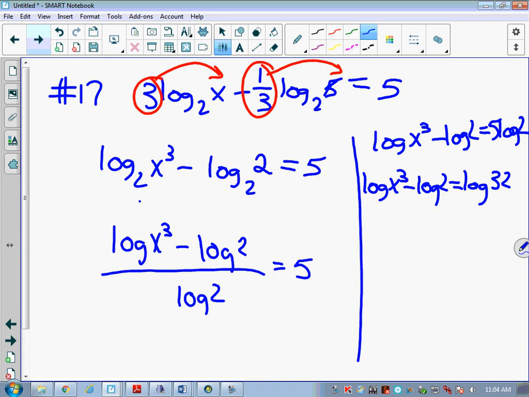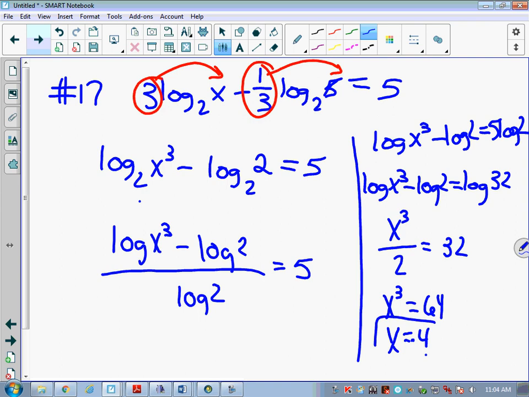Okay. Now that everything is in log base 10, we can get rid of the logs, but we have to do what with the subtraction? So I get x cubed over 2 equals 32. Multiply by 2, x cubed equals 64. Cube root of 64 is 4. Okay? So breaking it down into as many steps as possible is how we get there.